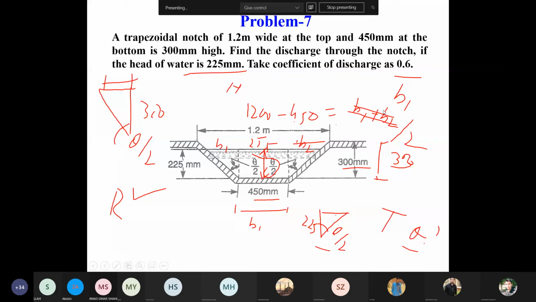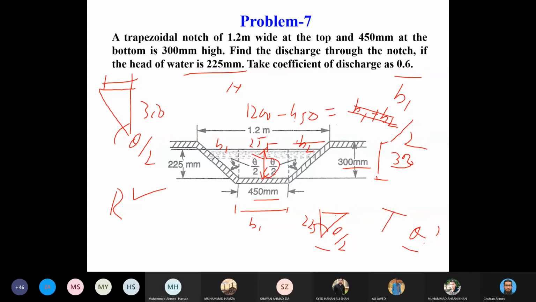Against this 225 height, we do not have this width B. Do we have? If we have this width B, then we can find this theta. But however, in terms of 300, we can find the width of this notch, which is 1200 minus 450 divided by 2.